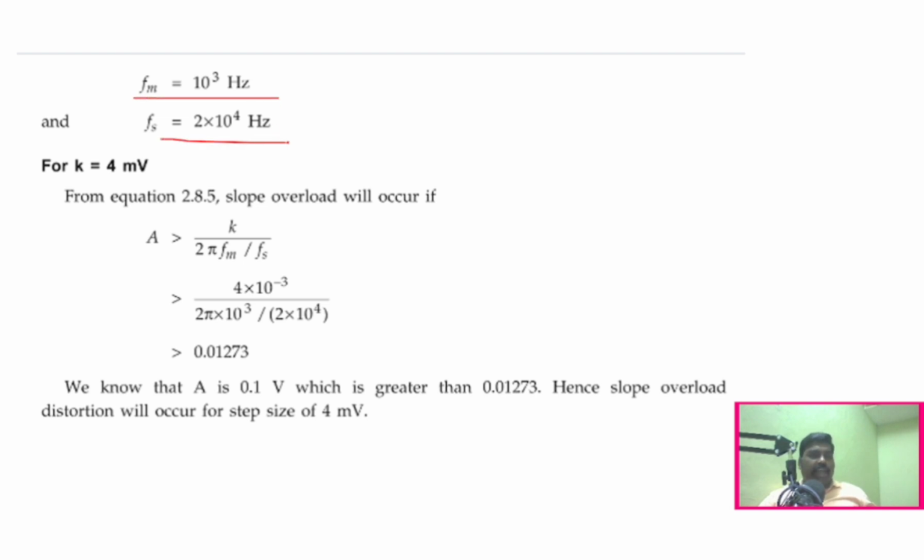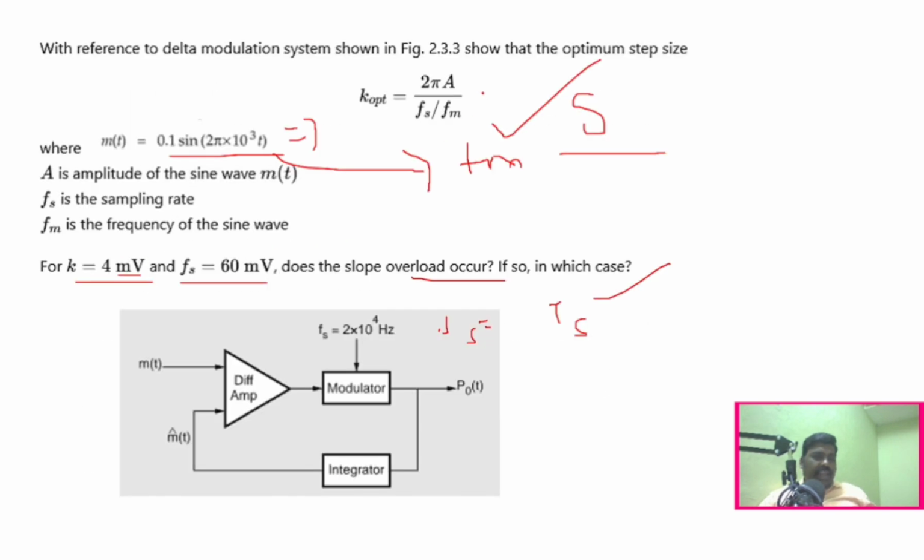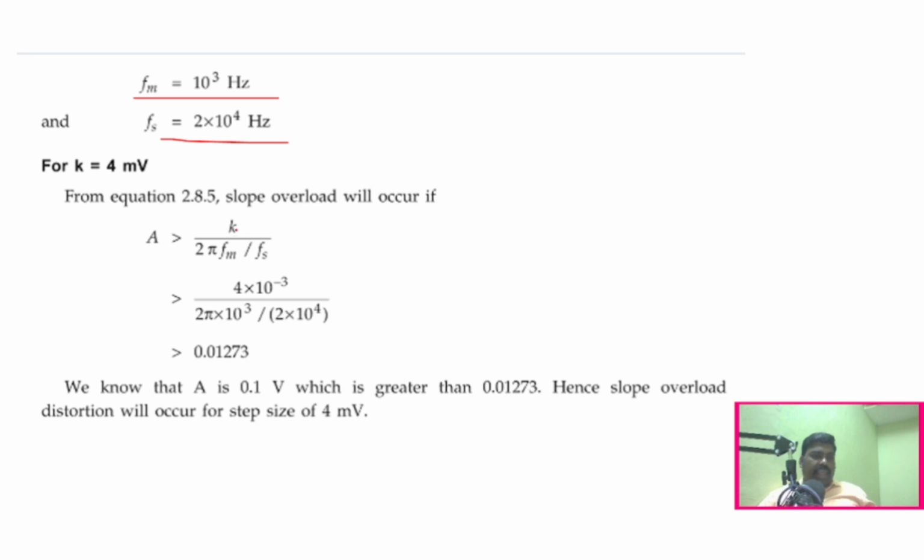And fs we have already obtained from the question, right? You substitute this value. The K value is nothing but the value given in the question itself, right? Here the Q value is considered as the K value. Now, substituting the K value, fm value, and fs value, you will obtain 0.0123. We know that the A value is 0.1, and this 0.1 is greater than this one, which means the input signal is greater than this. So definitely there will be a slope overload error.